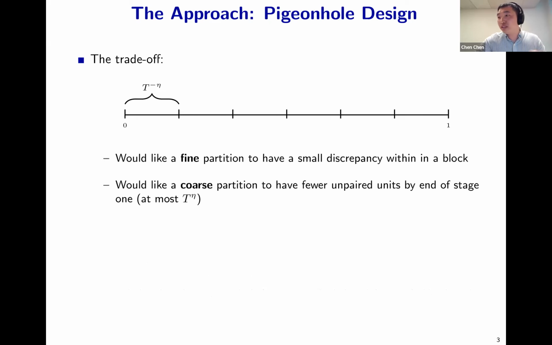So what is the trade-off in the design? As Jinglong mentioned, on the one side, we would like to have a fine partition so that we would have a small discrepancy within each block. But on the other hand, we also want to have a coarse partition so that we would have a smaller number of unpaired units by the end of stage 1. So this is the trade-off in the design problem.